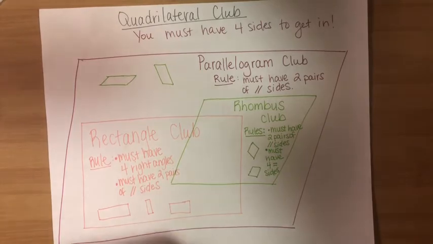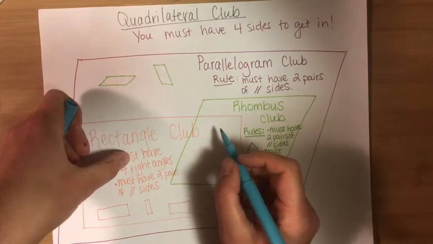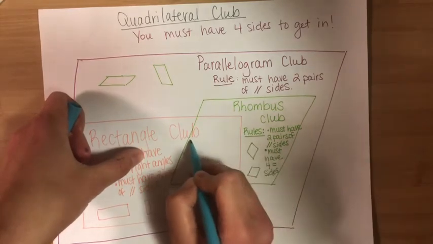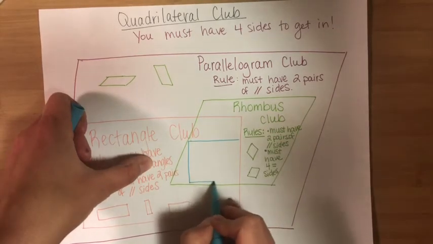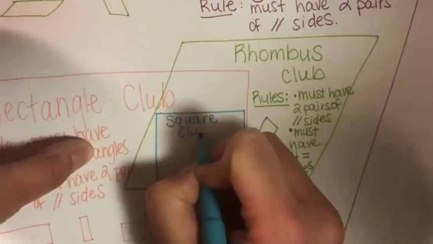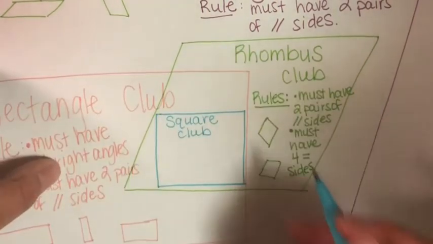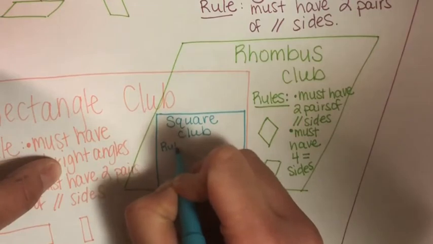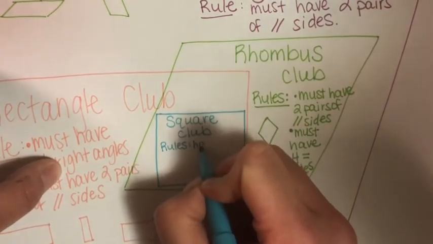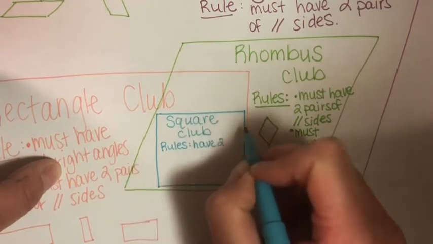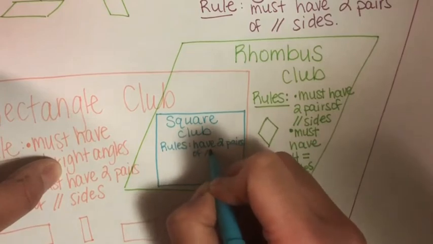And then in the middle, the very last, the coolest of the cool, the most exclusive, is we have the square club. And in this case, you want to be square because you can get into any club. Because the rules for this club, you must have 2 pairs of parallel sides.